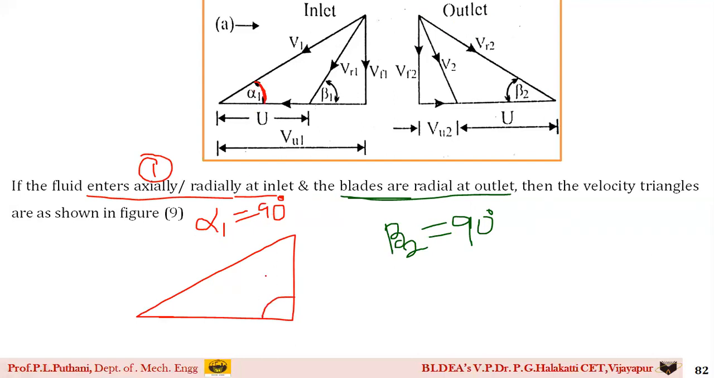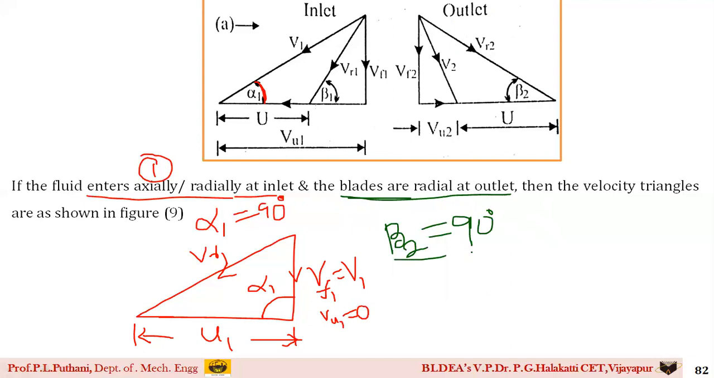This is alpha 1. And the remaining term you are observing is VR1. Then VF1 is equal to V1. And at the bottom, we have the tangential speed at the inlet, that is U1. When V1 and VF1 overlap on one another, what happens to our VU1? It is equal to 0.